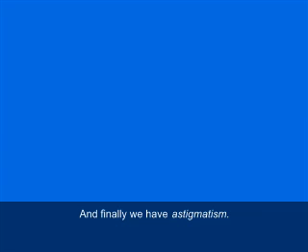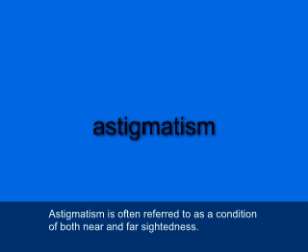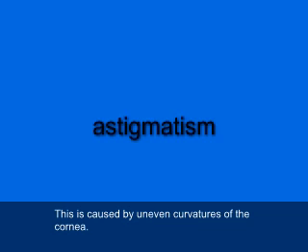And finally, we have astigmatism. Astigmatism is often referred to as a condition of near and farsightedness. Things are both blurry in the distance and up close. And this is caused by uneven curvatures of the cornea.